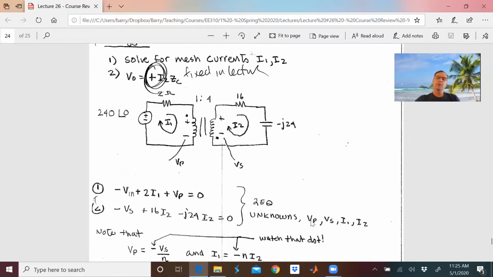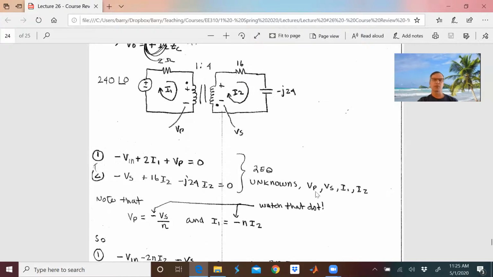But remember, we've got relationships that relate this stuff based on the transformer, and we're going to lower the number of unknowns with that because V primary is equal to minus Vs divided by N. So in other words, watch that dot, but the primary voltage is equal to the secondary voltage divided by N, and I1 is equal to N times I2.